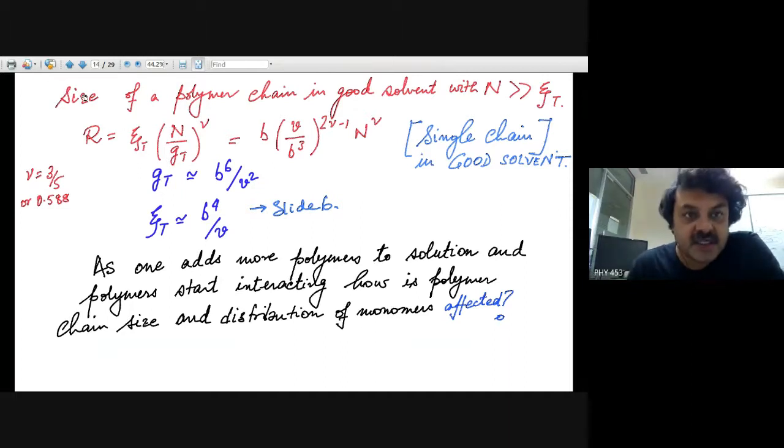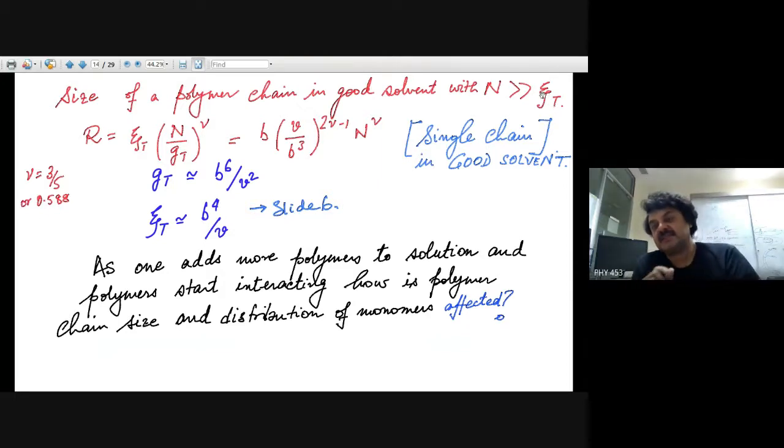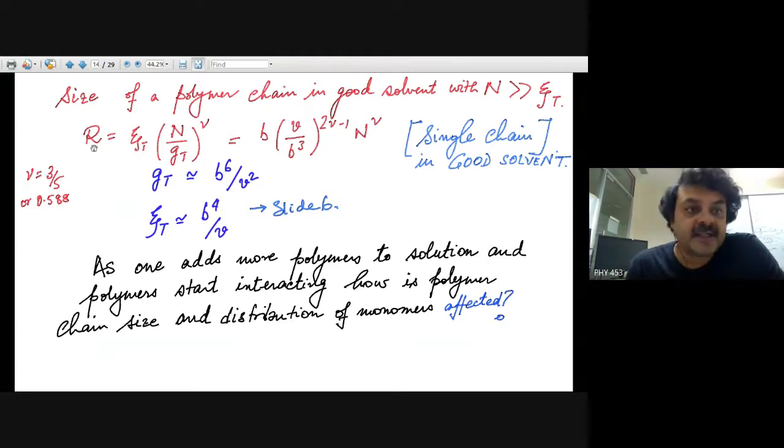I should remind you that the size of a polymer chain in a good solvent, with total number of monomers in the chain N much greater than g_T, where xi_T is the length scale of a thermal blob, R, a measure of the extent of the polymer chain, can be written as xi_T, the length scale of a thermal blob, times the number of blobs, N by g_T, to the power nu, the Flory exponent.